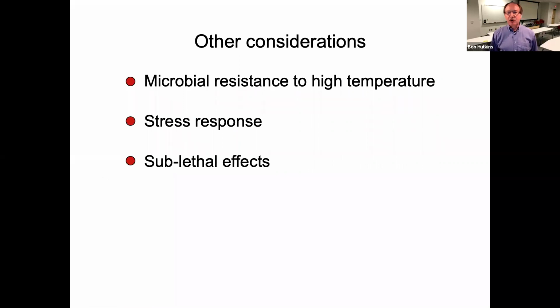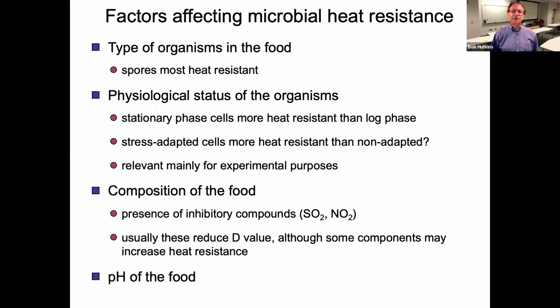We have to be aware that some microbes have resistance to high temperature, there's stress response, there's sublethal effects, and we will not get to those today. We'll talk more about those later. And then there are some other factors, like what organisms are in the food. We talked about spores being most resistant. There are physiological changes that can occur. Stationary phase is more heat resistant than log phase. So should you use stationary phase or log phase when you do a thermal death time study? You use stationary phase, the most heat resistant form of those cells. We'll talk more about stress adaptation later.